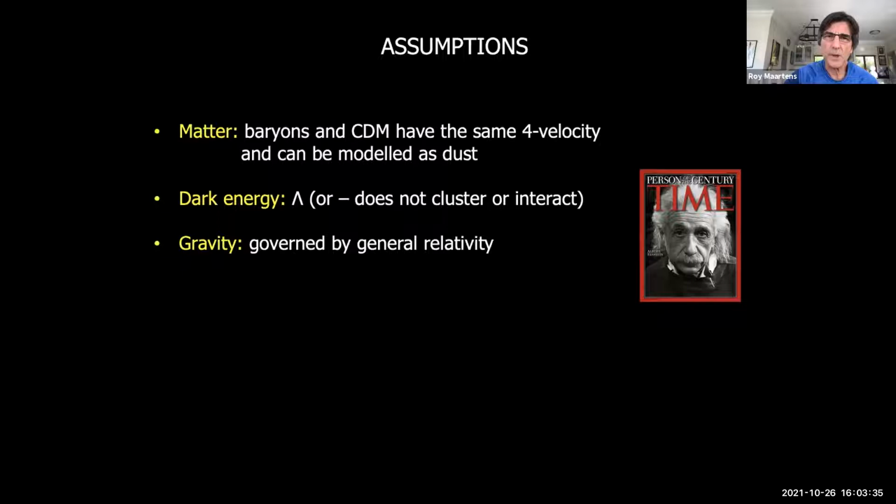In terms of the dark energy, we typically just assume a cosmological constant, although many of the results will go through if you have dynamical dark energy that does not cluster or interact with dark matter. And finally, I'll assume general relativity. Many of the results will also go through to some forms of modified gravity, but I'm not going to complicate things by going into that.